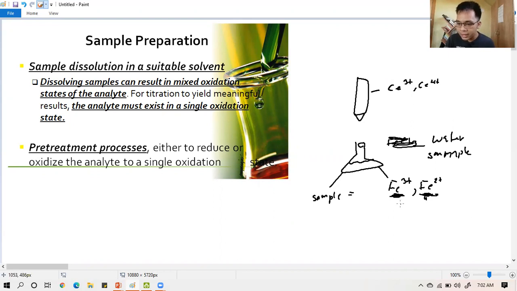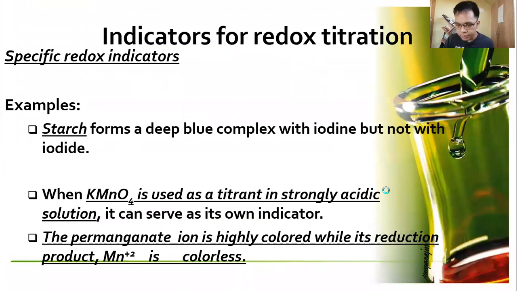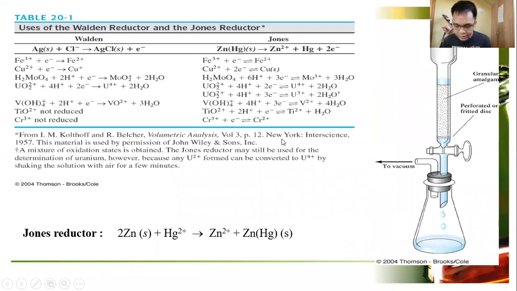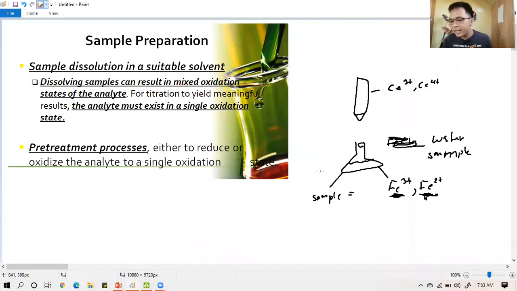So, how do we do that? Kasi nga, magkakaroon ng interference to sa ating titration which results to an error to our obtained result after the analysis. So, anong gagawin natin? Ayan. You have to use the pre-adjustment of the analyte oxidation state. Gagamit ka ng reductant when you are trying to reduce. Ngayon, kapag naman kunwari, let's say the present sample in the analysis is Fe3 positive and Fe2 positive. And you want only Fe2 positive.